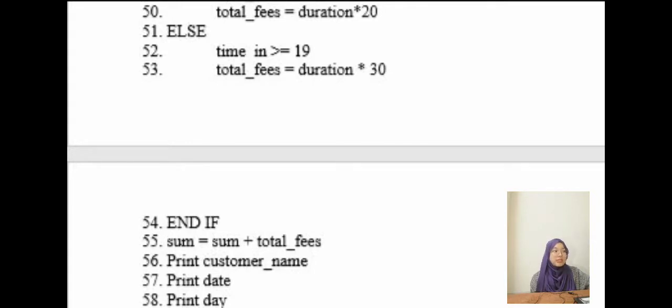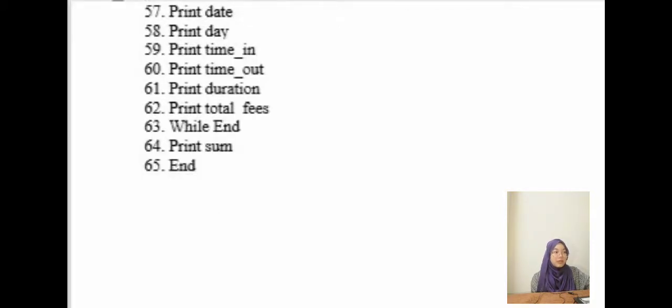We will print the customer name, date, day, time in, time out, duration, total fees, and then we will end the while, the condition, the looping. And then we will print the sum and end the algorithm.